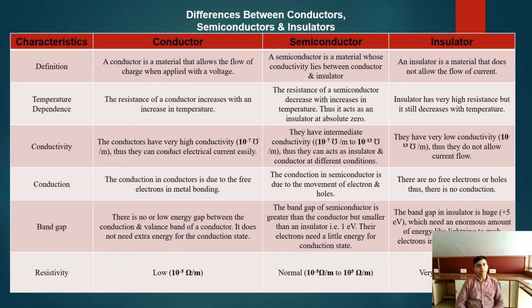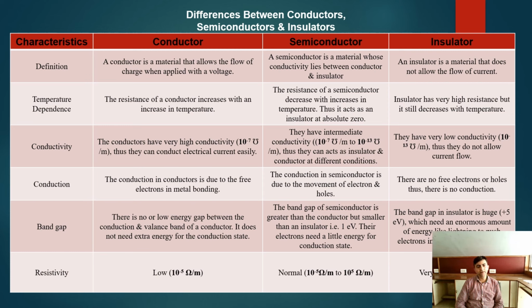Okay. Temperature dependence: the resistance of a conductor increases with increase in temperature. The resistance of a semiconductor decreases with increase in temperature, and it acts as an insulator at absolute zero. Very important: resistance decreases as the temperature increases. So at absolute zero it will act as an insulator. An insulator has a very high resistance, but it still decreases with temperature.